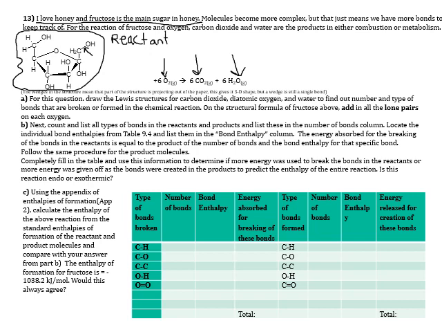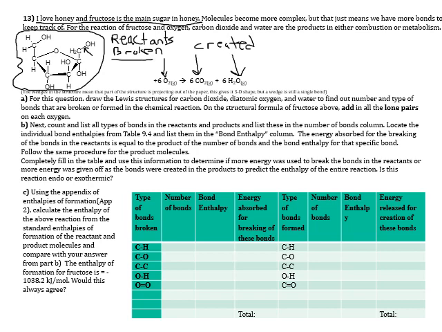So these are the reactants, and the reactants' bonds are broken. And then in the products, as those bonds are broken, they get rearranged somehow, and the bonds are made. So they are created on the product side. Remember, when bonds are created, energy is given off. When bonds are broken, energy is absorbed.